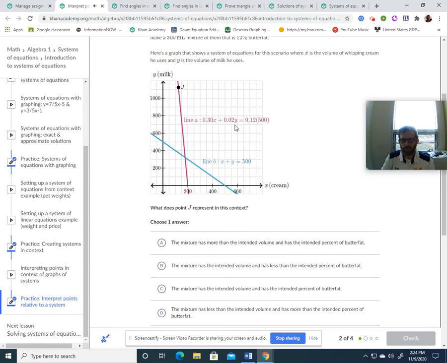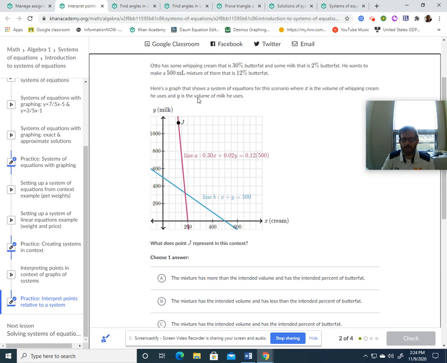All right, again, we got 2 lines. This one is about whipping cream, getting a certain percentage of fat. You want to have 12% butter fat in your whipping cream, and a total of 500 milliliters. This is the 500 milliliters line. So every point on here represents a point where we get 500 milliliters of mixture. Every point on this line is a point where we get the right amount of butter fat.